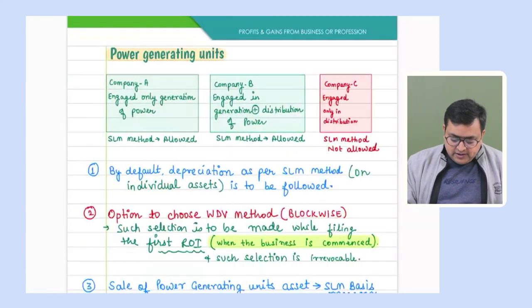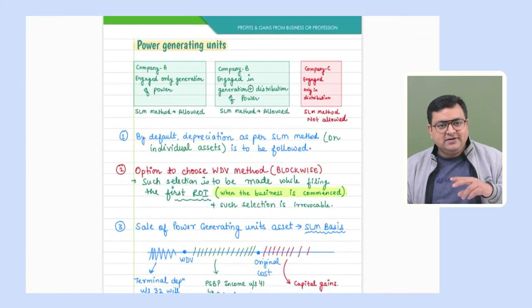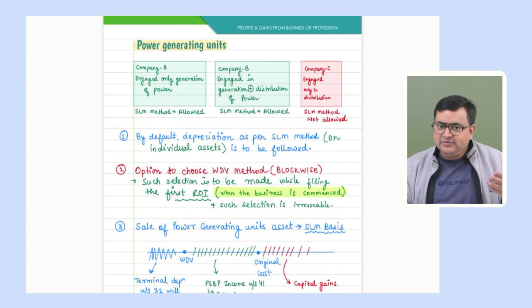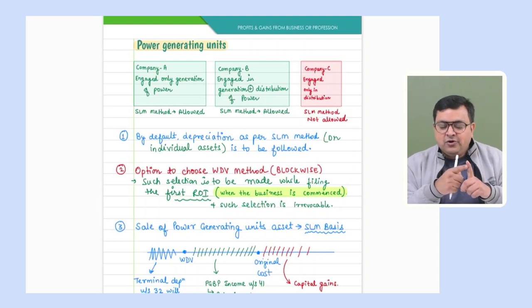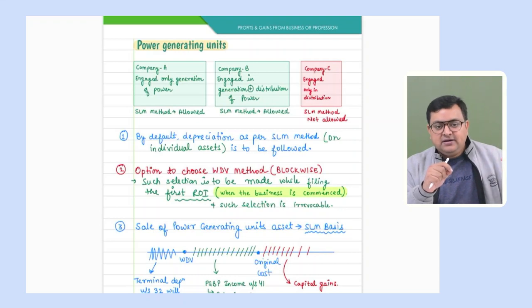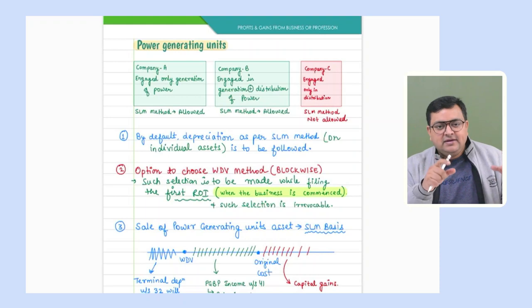And I tell you, in power generating also, SLM is charged on block of assets or on individual assets. If you are using SLM method, individual assets. But yes, that will remain the same. If it is used for 180 days or more, full depreciation. If it is used for less than 180 days and acquired and used in the same year, half depreciation. And if it is never used, no depreciation. That will remain the same, right?